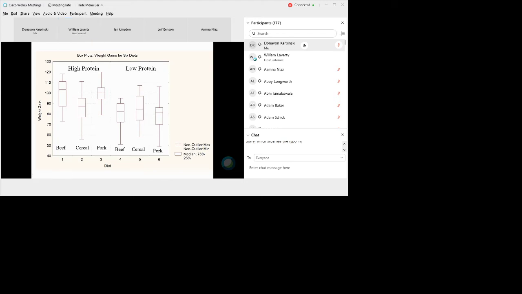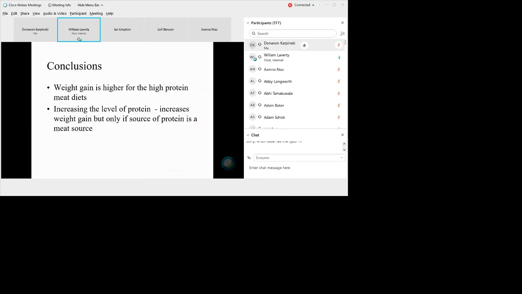No outliers in this data. Conclusion: weight gain is higher for the high protein meat diets. Increasing the level of protein increases weight gain, but only if the source of protein is a meat source, beef or pork.